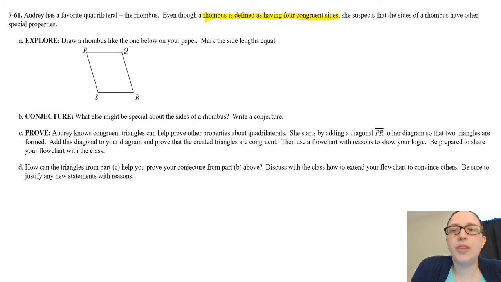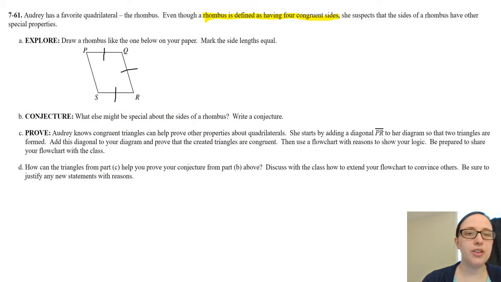All right, so we are going to draw a rhombus like the one below on your paper. If you don't have these notes, then you can draw that on your own paper. Mark the side lengths equal. I know that this one doesn't look equal, but a lot of the shapes in here are not drawn to scale. We're going to use the tick marks to show that those sides are equal. What else might be special about the sides of a rhombus? Well, let's see.